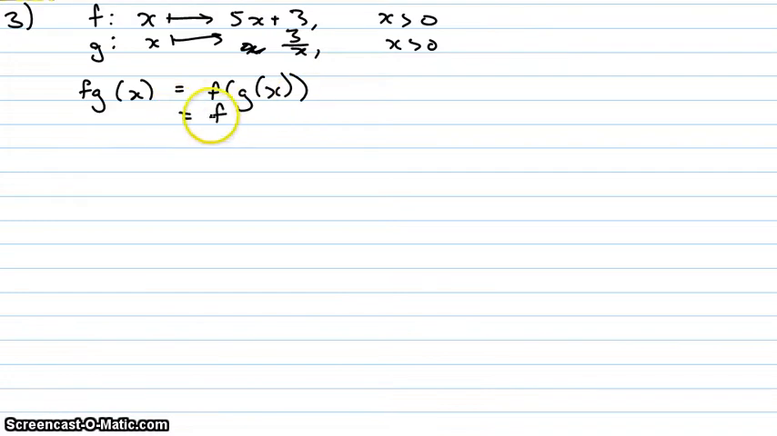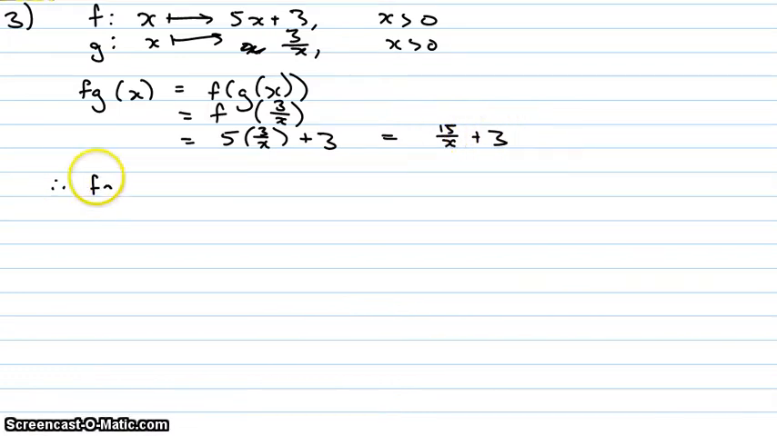So what's that going to be? That means that instead of plugging in x to our function f, we plug in 3 over x. So that's going to be 5 times 3 over x plus 3. So our answer there is 15 over x plus 3. Therefore, defining fg in similar form, it maps x onto 15 over x plus 3. The domain of fg is the same as the domain of g, which is just going to be positive values of x. What about g squared?